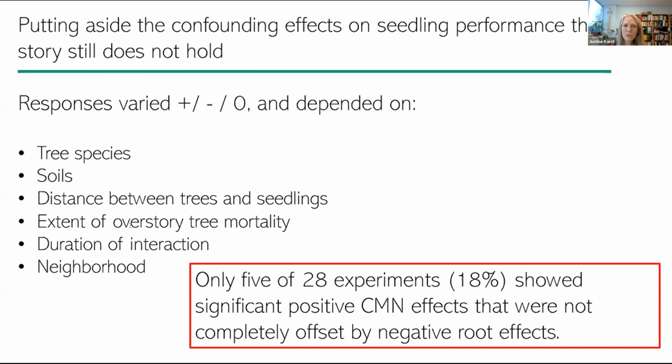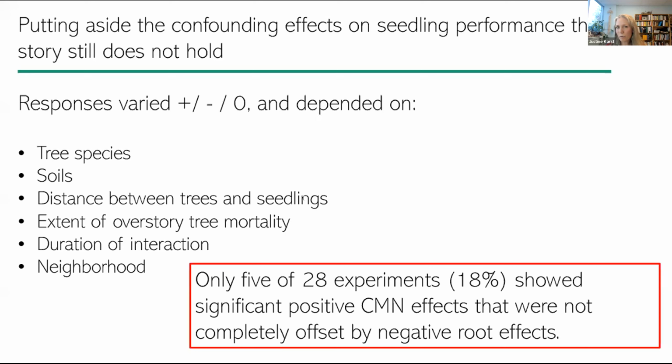There's a lot of variation going on here that we don't understand, that we need to understand before we can start understanding how this interaction works. One thing that we did find, though, is that only 5 of 28 experiments, so this is only 18%, showed positive CMN effects on seedling performance.